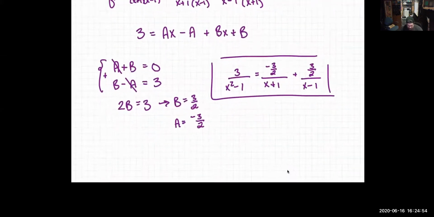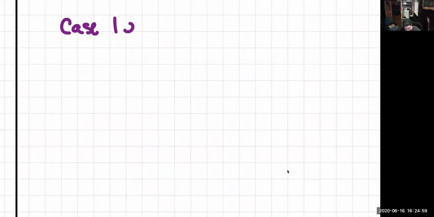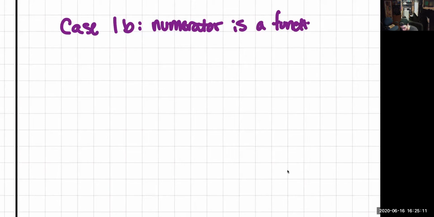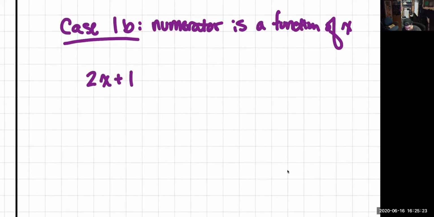I'll call this case 1b, where we still have the same condition in the denominator. It's still going to be an easily factorable polynomial, but the numerator is a more complicated function of x. The previous one, a constant, is technically a function of x, but this will be a little bit more of an interesting one. Let's say I want to decompose 2x plus 1 over x squared plus 5x plus 6.